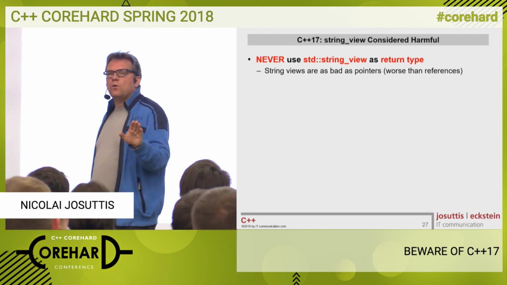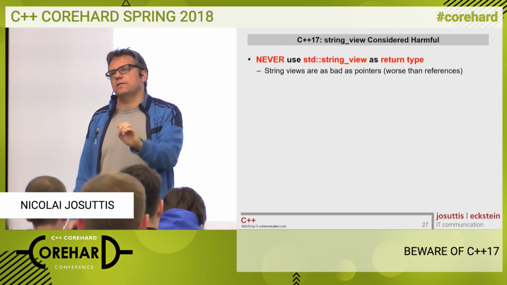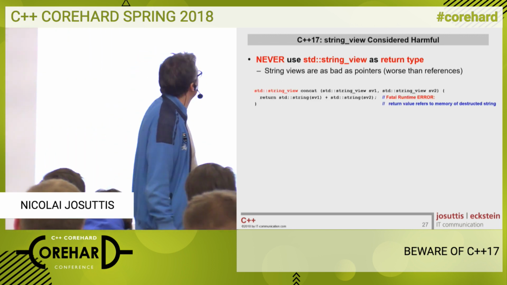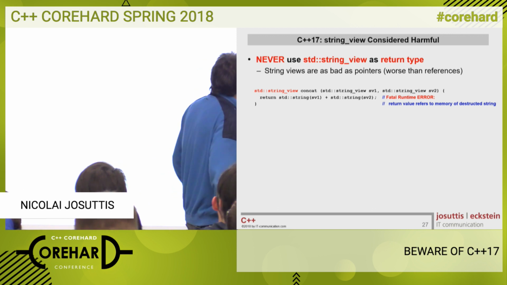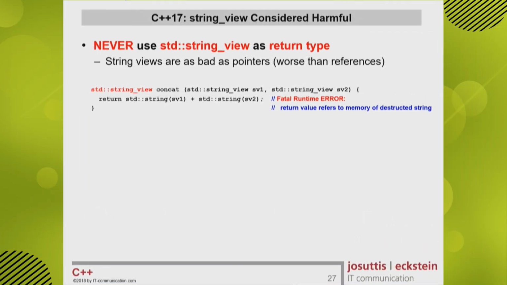Because a string view is like a pointer, as bad as a pointer, with the same lifetime issues. Look at this. I have a function concatenating two string views. So how can I do that? We have no direct support, so let's write a function taking the two views, converting them into a string, so we get a sum string, and we return this string.